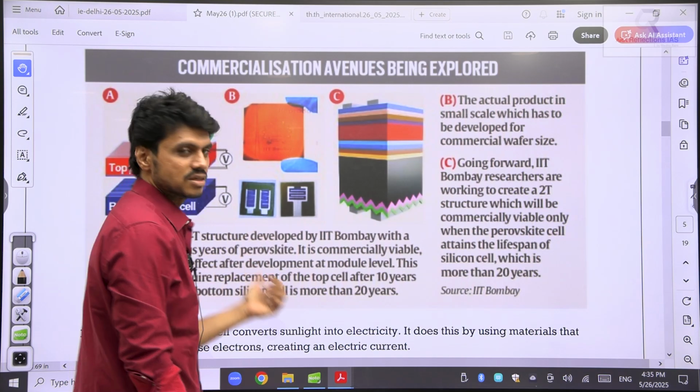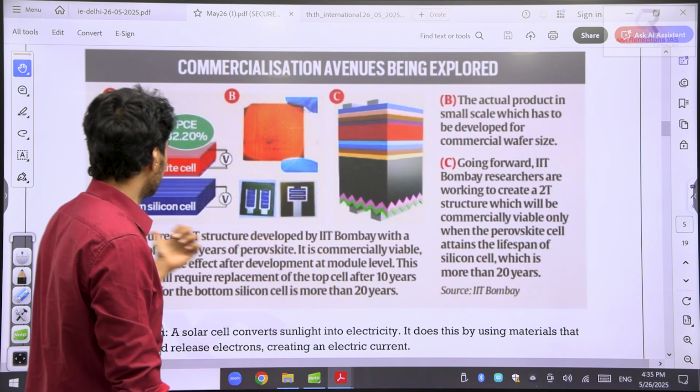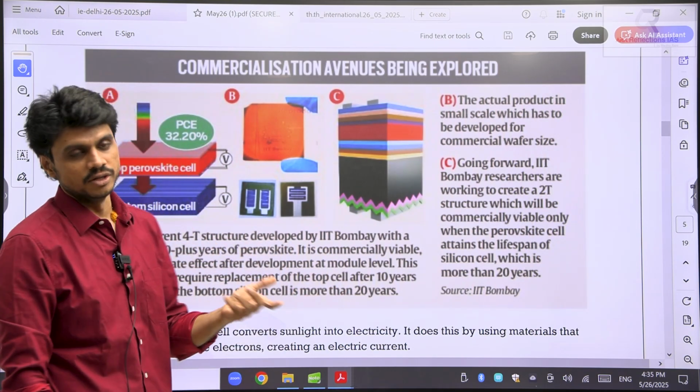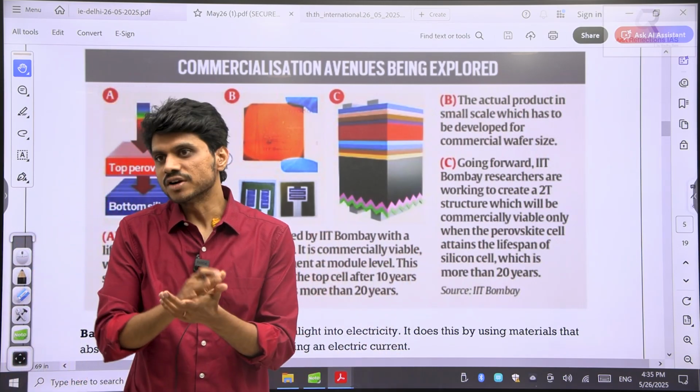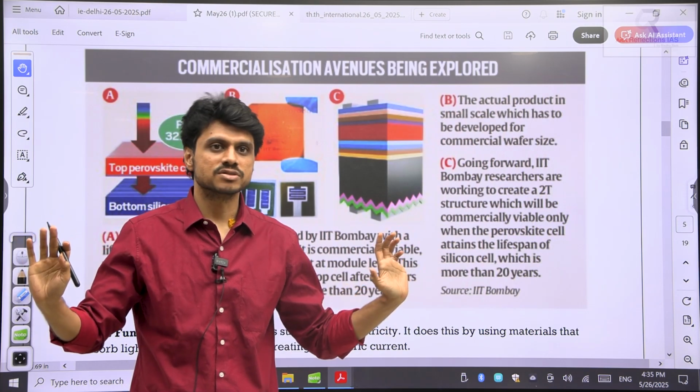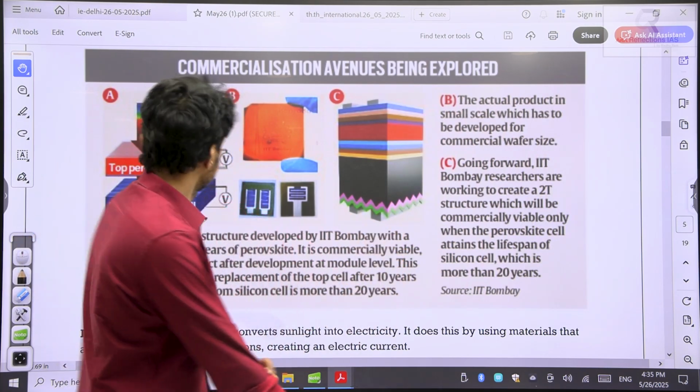So simply they can ask, what is this 4T structure, or perovskite again in use, which is related to this thing or that thing, they can ask. Okay. So this is the basic fundamental level of understanding, that much is required for us. Clear?